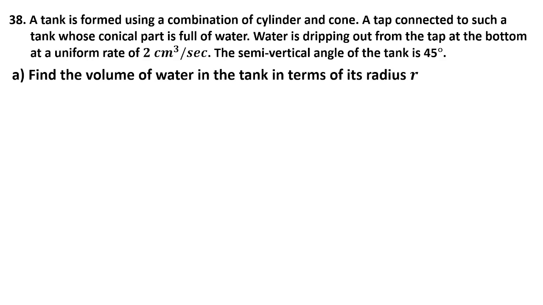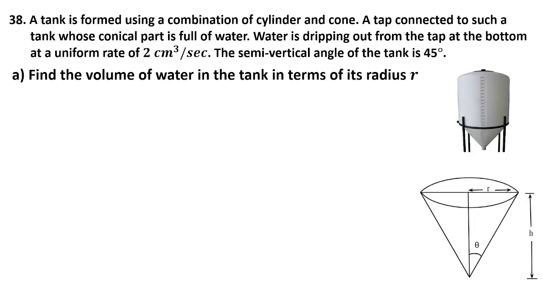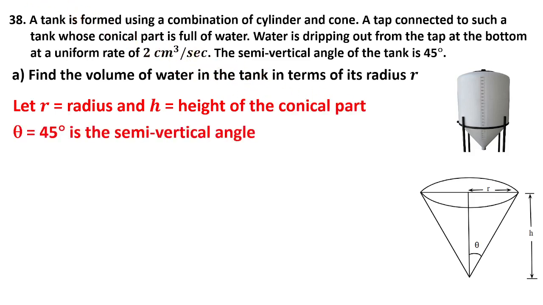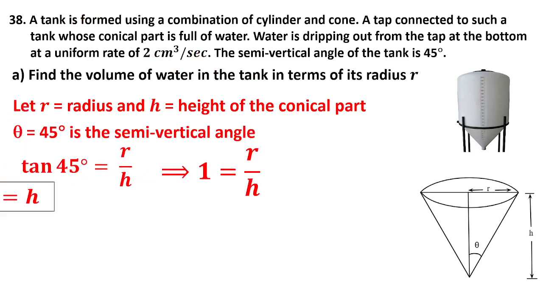Okay, 38. A tank is formed using a combination of cylinder and cone. A tap is connected. We have to find the volume of the water in the tank. Remember, volume of the water means the tank has only the conical part full of water. Therefore, we have to find r, the radius, and h, the height of the conical part. 45 degrees is the semi-vertical angle. From the given figure, tan 45 is r by h. Therefore, r is equal to h. Keep it in mind, r is equal to h for this problem everywhere.